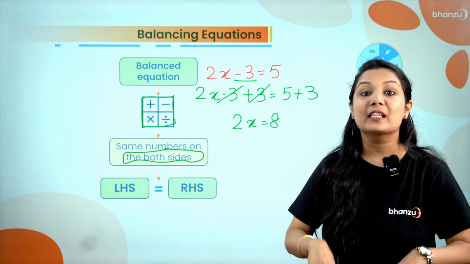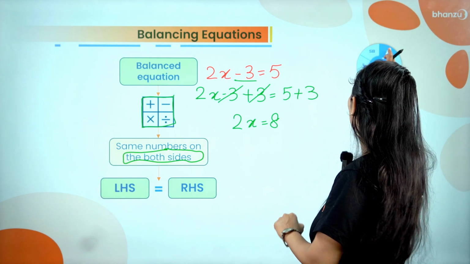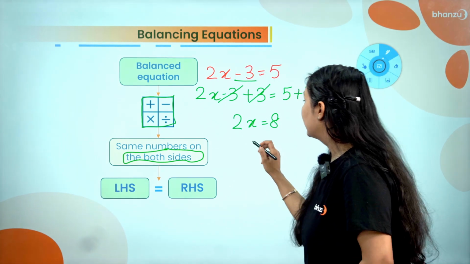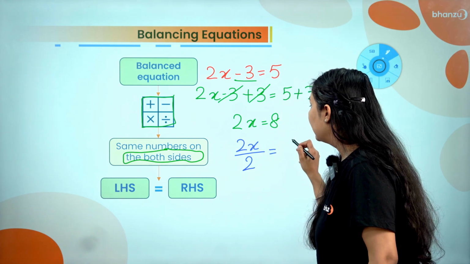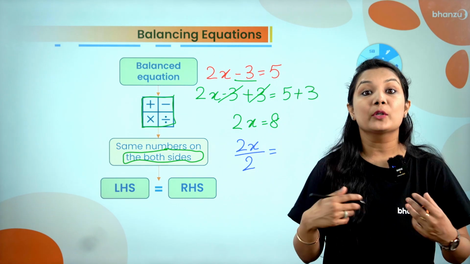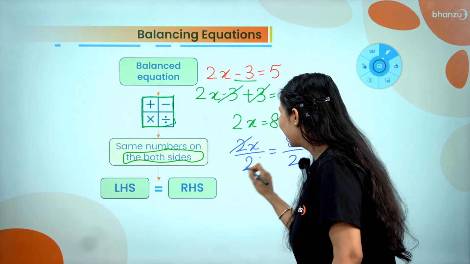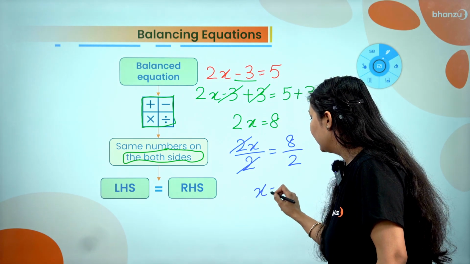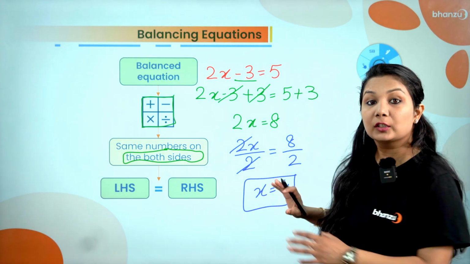So, what is the inverse of multiplication? Yes, you are right, it's division. So, let's do division by 2 now, because we have to eliminate the numbers with the variable. So, 8 by 2, so here 2 and 2 get cancelled. So, you are left with x is equal to 4, right?